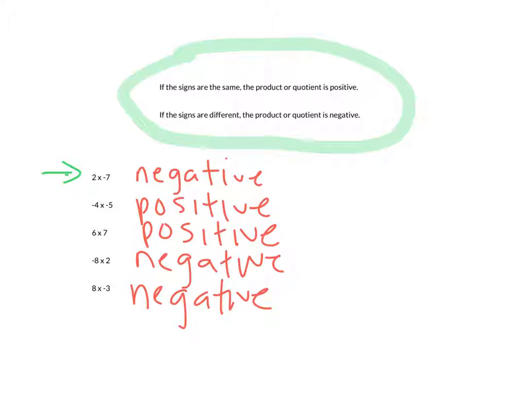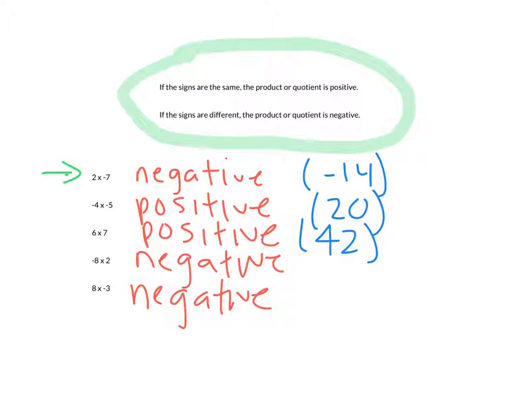Let's go ahead and answer these. 2 times -7 would be 2 groups of -7, which would give you -14. -4 times -5 would give you +20. 6 times 7 is 42. -8 times 2 is -16. And 8 times -3 is -24. The parentheses don't mean anything. I was just trying to isolate those numbers.